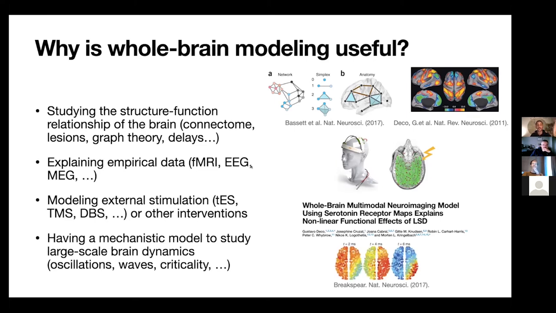And finally, this gives us a mechanistic model to study brain dynamics. We're not just limited to studying data from recordings, but can actually change parameters, see how it affects things, and ask more fundamental, maybe theoretical questions: how do oscillations in the brain come about, how do waves spread in the brain, and how do certain measures of dynamical states, such as criticality, affect the dynamics that we can expect or see in the brain. So this is the context of why this is all relevant and happening.